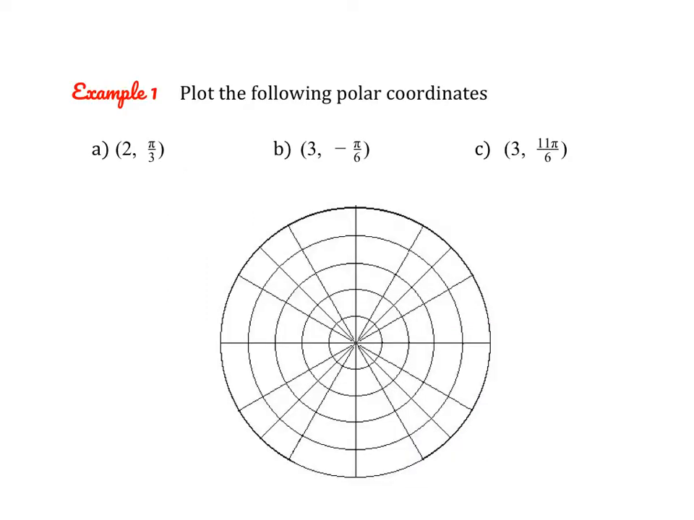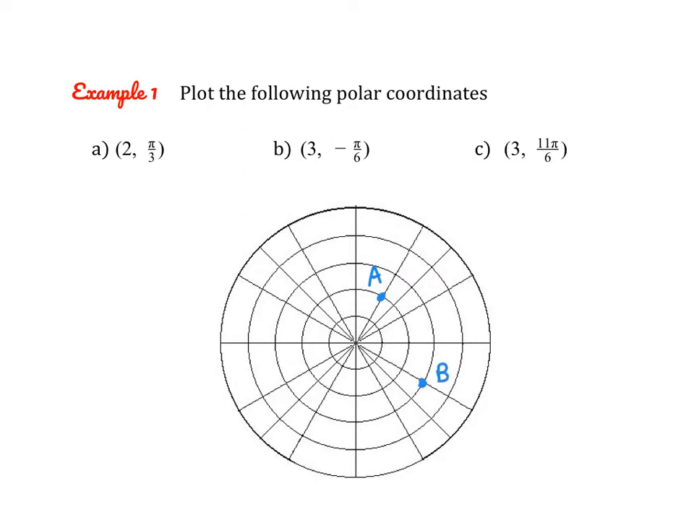So let's try to plot a few points on this polar axis. This first one is at 2, 2 pi over 3. So I know that this is the angle that represents 2 pi over 3, and then I just go 2 units up. And here's my coordinate. For 3, negative pi over 6, here's our starting point. Negative pi over 6 is just this line right here. And I go 3 units away, and here is my coordinate.